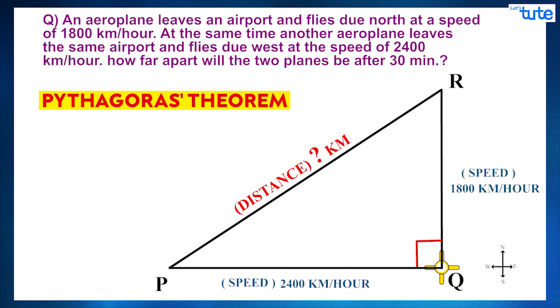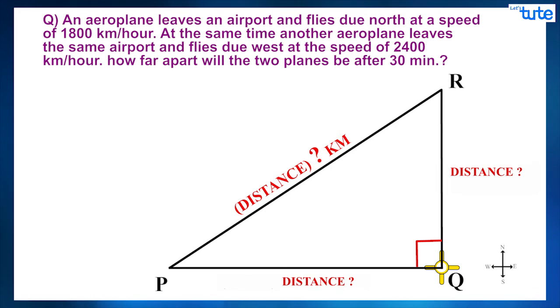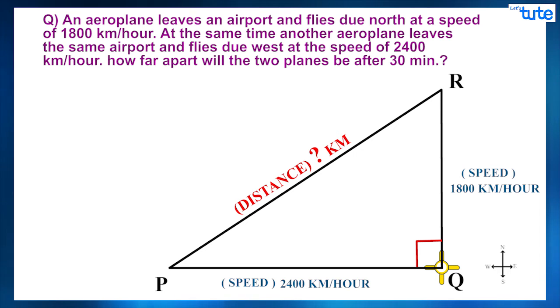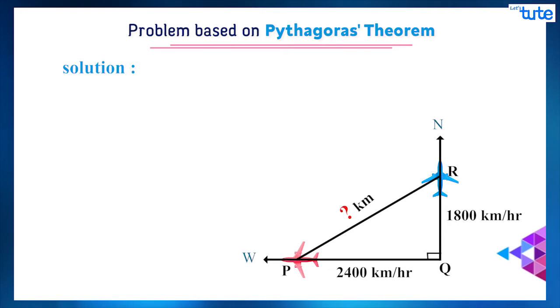Before we go ahead and apply this theorem, first we need to find out the distances between points PQ and points QR. We know the speed of the airplanes between these points. So, by using the formula distance is equal to speed into time, we can get the distances easily. First, we'll find the distance between points Q and R. As we saw earlier, we have considered point Q to be the airport.